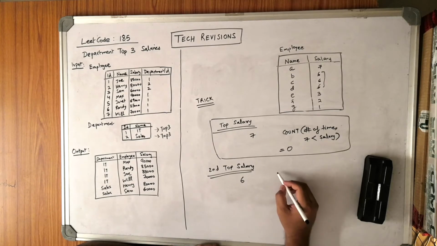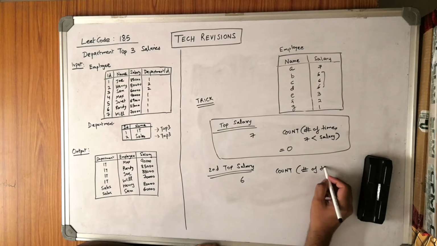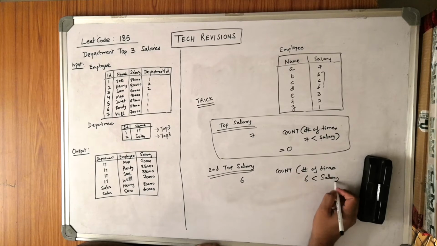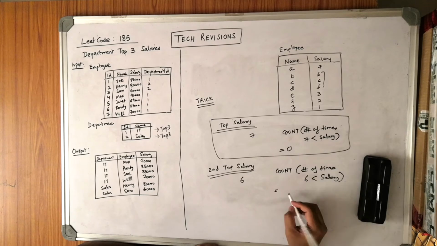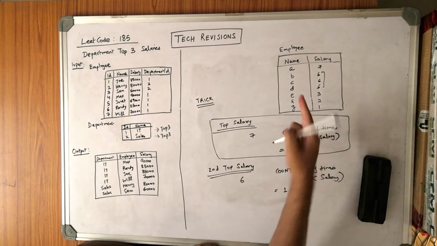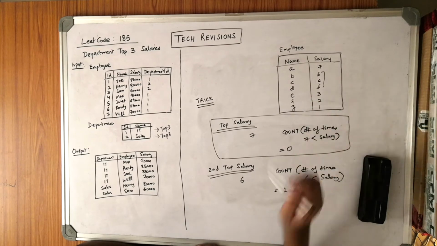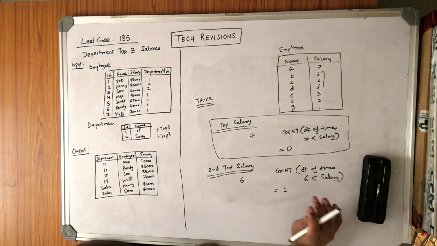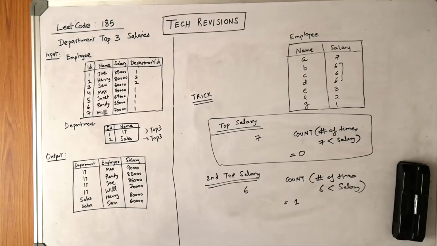6, right? And if I ask you to again get a count of the number of times 6 is less than salary, let's do this. Now this is where the interesting part comes. The count which you will get is going to be 1, because the highest salary is 7 over here, and 6 is less than 7. But for the rest of the rows, the count will not increment. So the count will become 1, right?